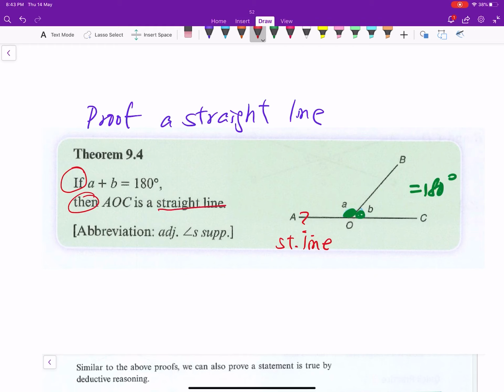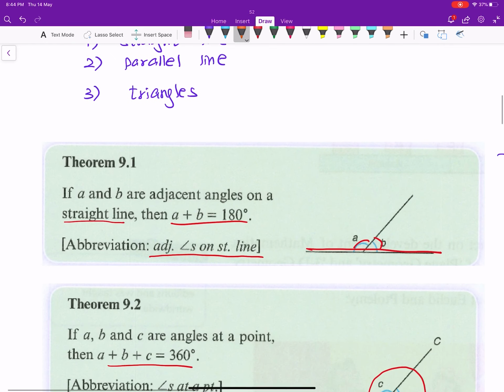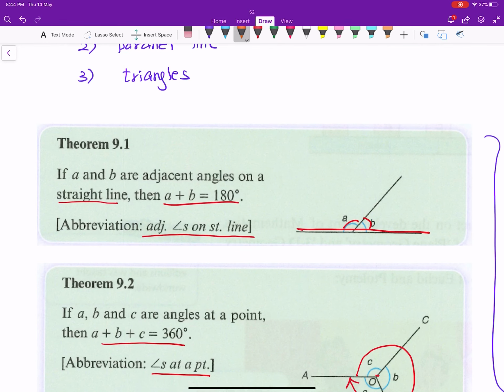Okay, and pay attention to this, it is SUPP. That means supplementary, that means the angles sum up to 180 degrees. So this is the converse of theorem 9.4. So the reason here is adjacent angles, SUPP. But for theorem 9.1, it is adjacent angles on a straight line. So pay attention to the difference.